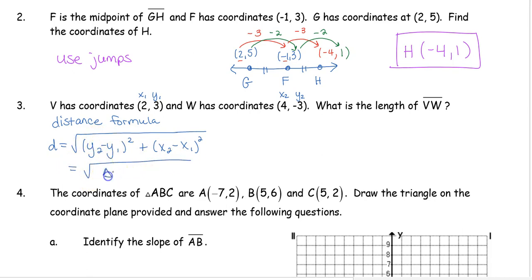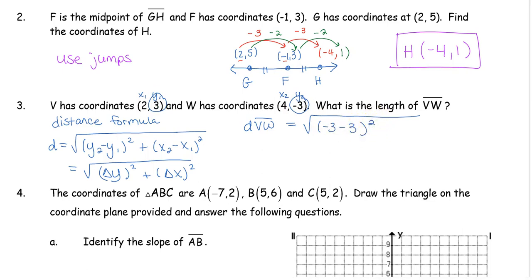If you remember that from Algebra 1, the change in, you're trying to find the distance between the two. So you have to subtract your two amounts. This is the change in x squared. So let's look to see what we have here. If I want to find the length or the distance of VW, I'm going to do y2 minus y1. So we've got a negative 3 minus 3 quantity squared, and then we add that to the difference of the x's. So 4 minus 2 quantity squared.